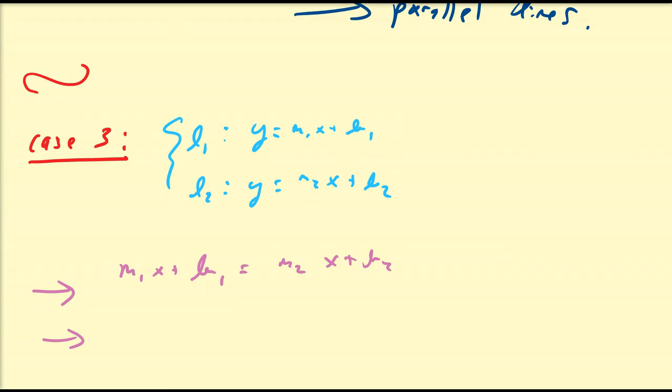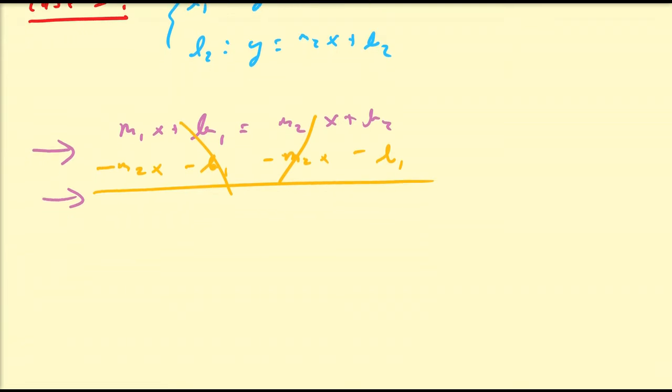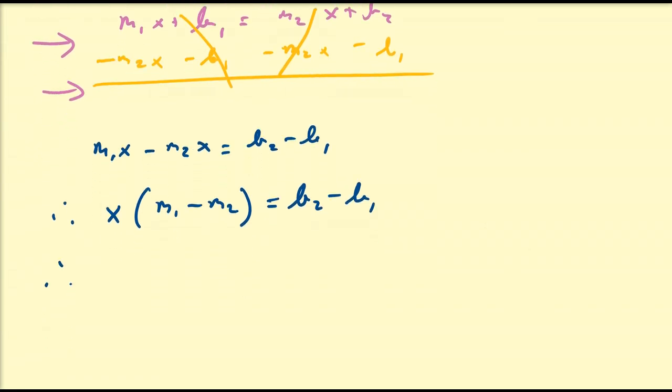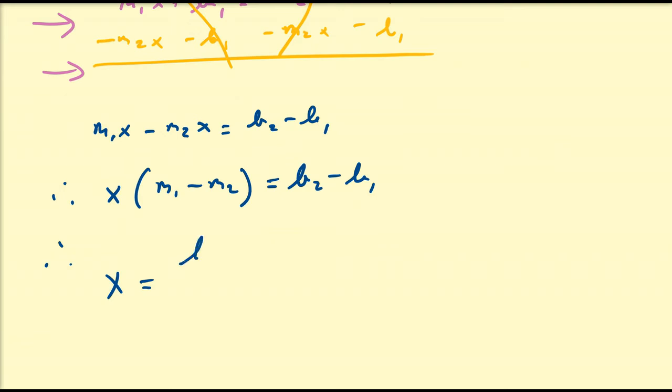I'm going to start moving stuff around, so I'm going to subtract m2x from both sides, and I'm going to subtract b1 from both sides as well. So they cancel and those cancel as well. So I get the equation m1x minus m2x is equal to b2 minus b1. So I'm going to factor out an x out of the left-hand side, so I have x times (m1 minus m2) is equal to b2 minus b1. And if I solve this equation for x, then x must be equal to (b2 minus b1) all over (m1 minus m2).